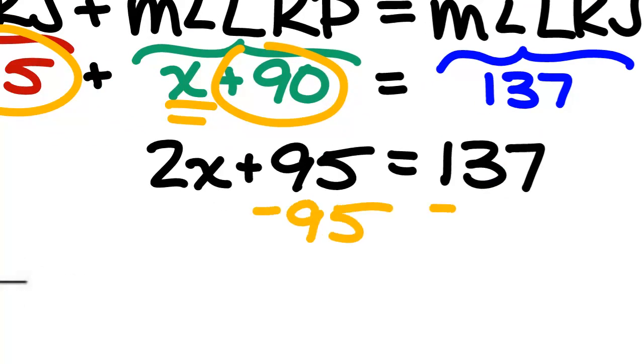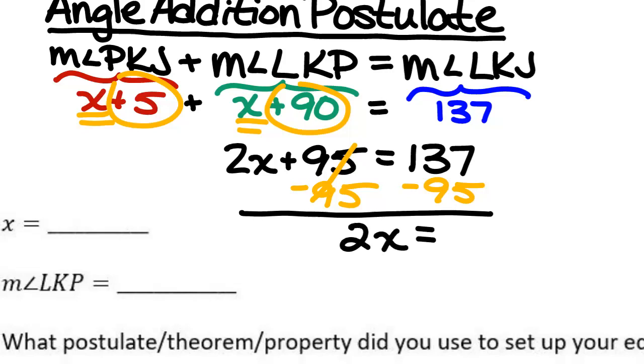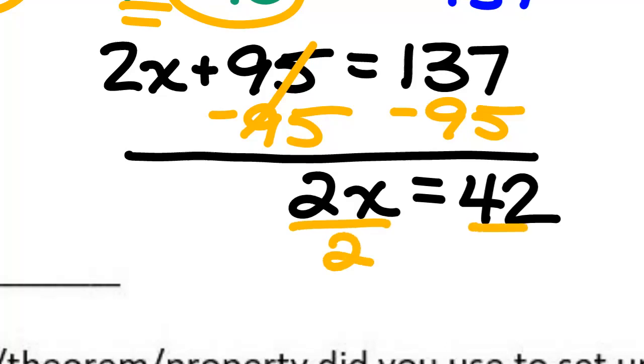Subtract 95 from both sides. What is 137 minus 95? 42. So if 2x is 42, how big is just x? 21. X is 21.